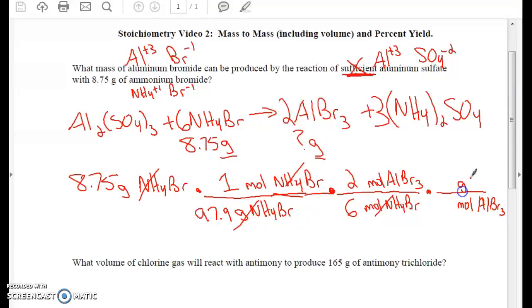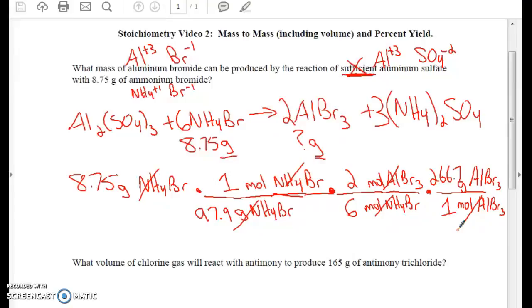We want to go to grams of aluminum bromide. So now this is a conversion factor. The number 1 always goes with moles because it's how many grams are in 1 mole. And off of the periodic table, aluminum bromide is 266.7 grams. Aluminum is 27.0. Bromine is 79.9, but there's 3 of them. So you multiply that out and add them all up. Moles of aluminum bromide will cancel out.